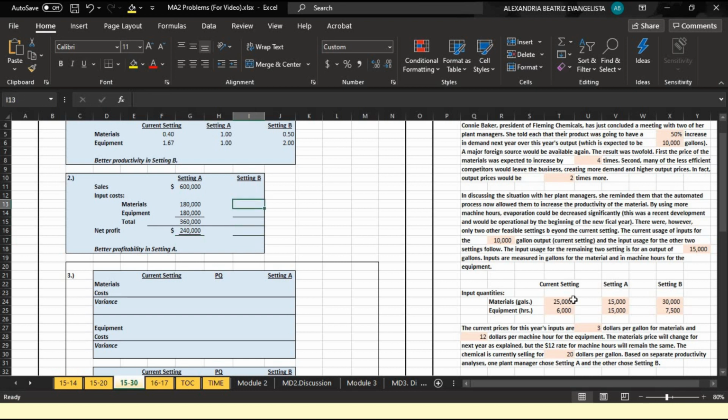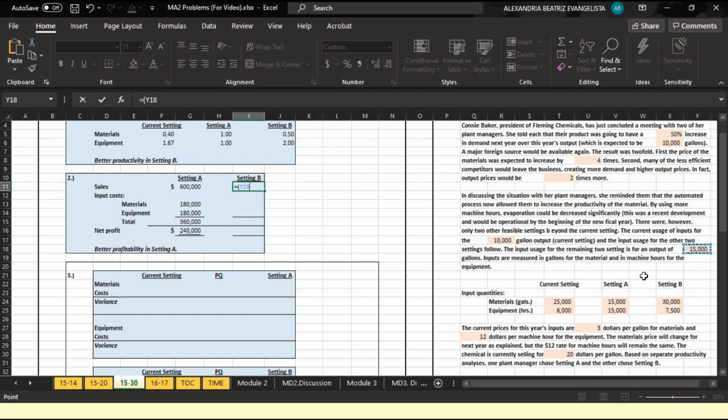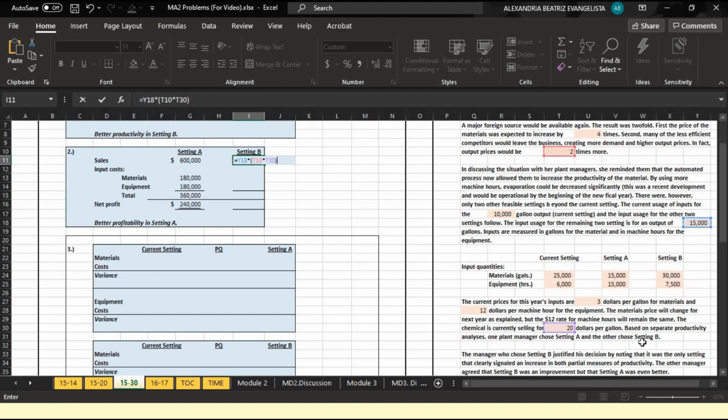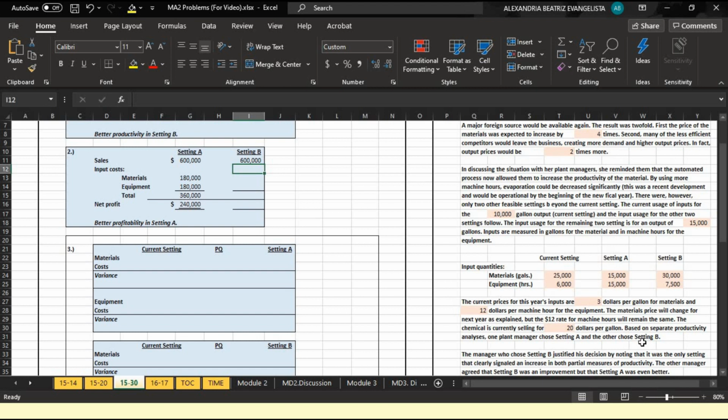And now let's compute for the setting B. So for sales, again, let me correct the formula: 15,000 multiplied by the product of 2 times its selling price, which is $20, and that would give us 600,000 as well.